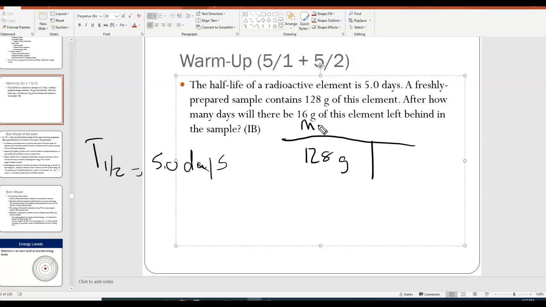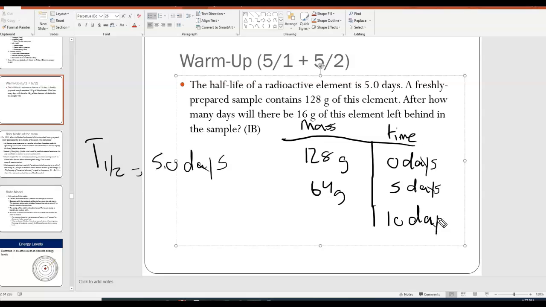Okay, so I'm going to put mass over here. When the time that has passed is 0 days, at the beginning of the problem, that's how much we have. Now, after 5 days have passed, we decrease by half of the previous amount, and half of 128 is, what is that, 64 grams. After another 5 days, that is, after we're at 10 days in total, we decrease by half of the previous amount, we get to 32 grams. And then we get to 16 grams after one more half-life, which is 15 days.